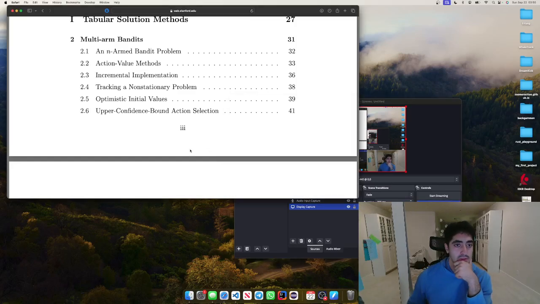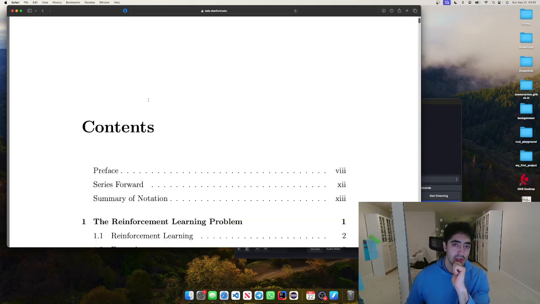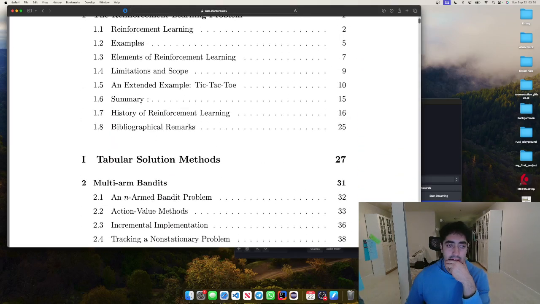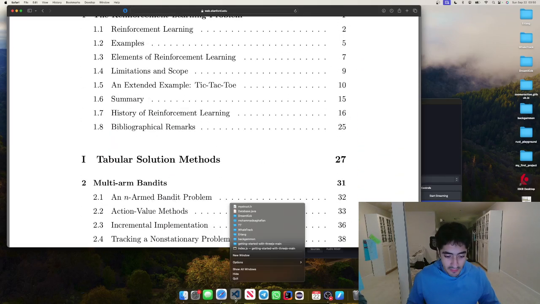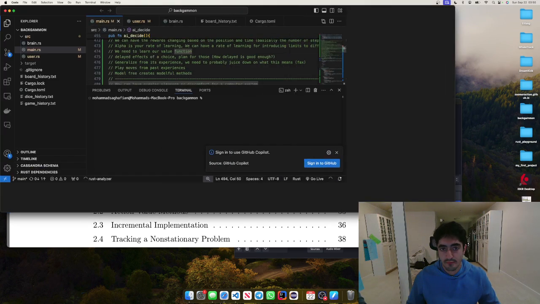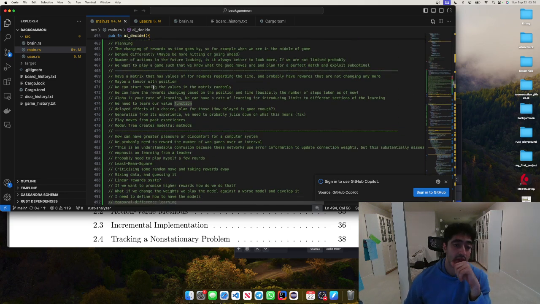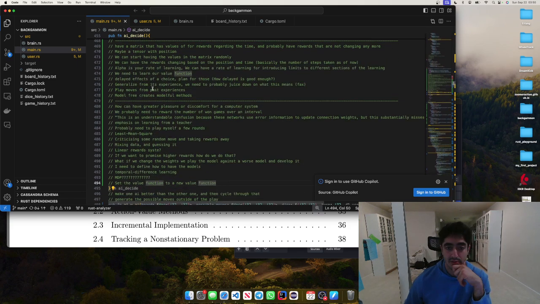Alright, so we're gonna continue with our reinforcement learning stuff, and let's pull up the code. Here it is. So last time we said, how can we have greater pleasure or discomfort for a computer system?